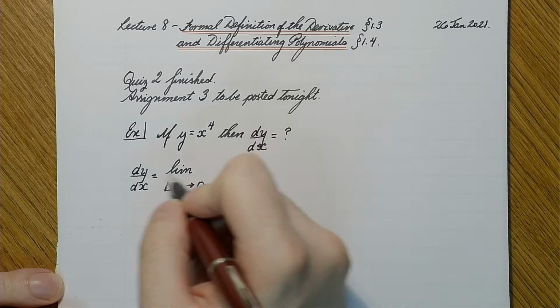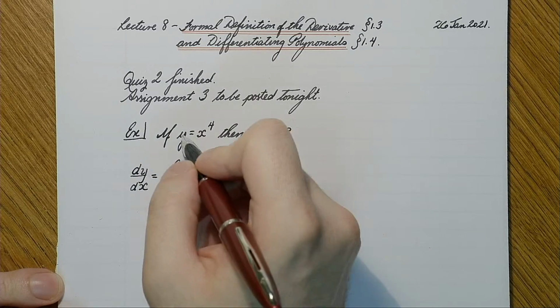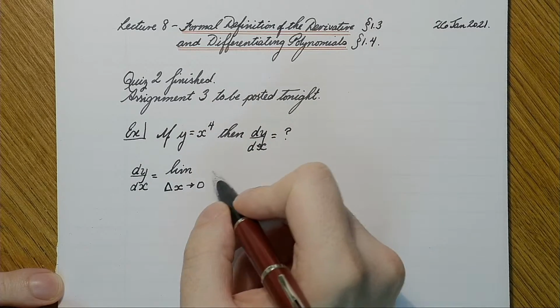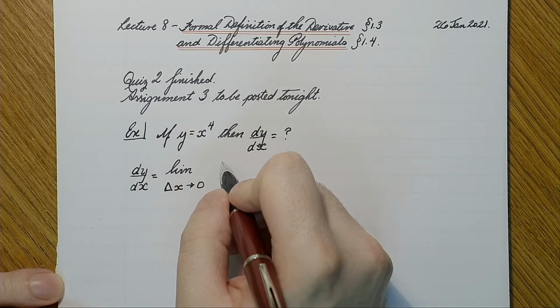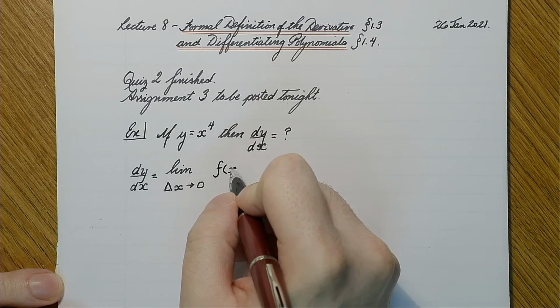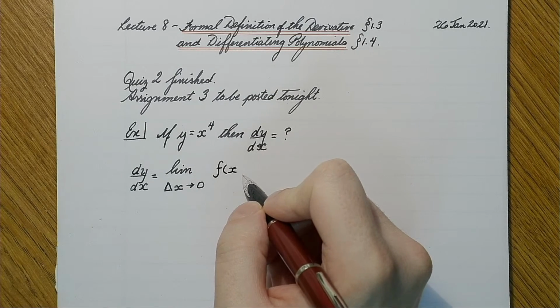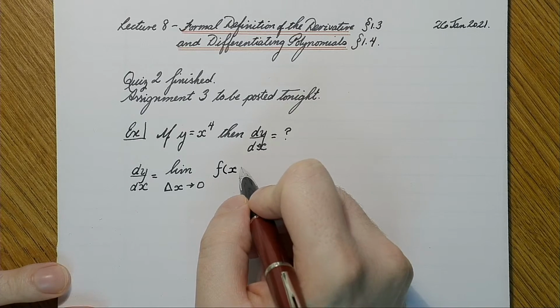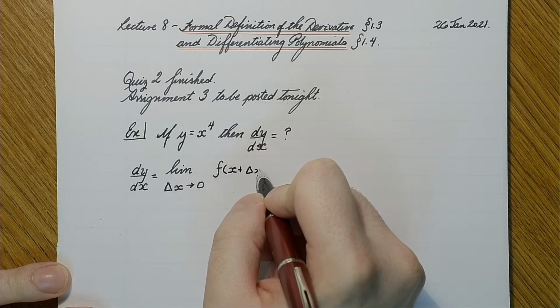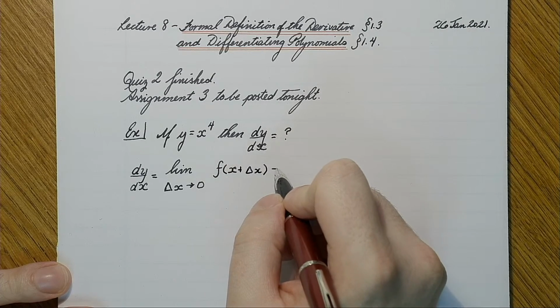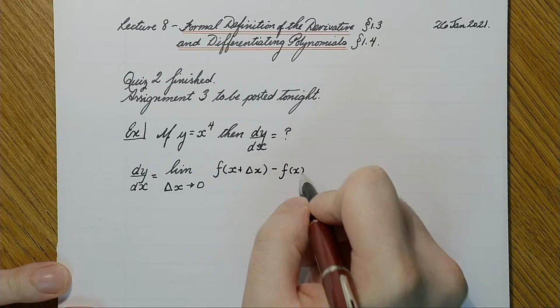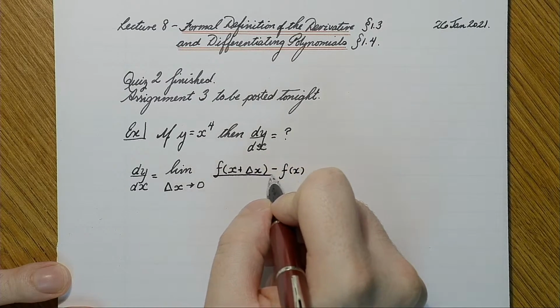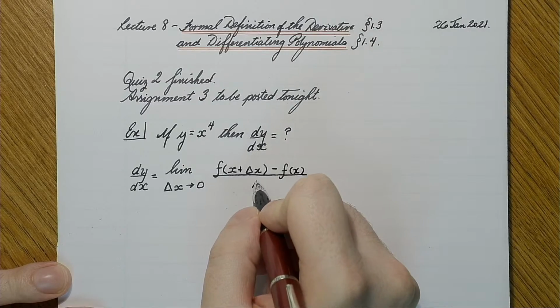And what I'm going to do right here now is the derivative of x to the fourth. And I need to recall what the definition of the derivative is. Delta x.